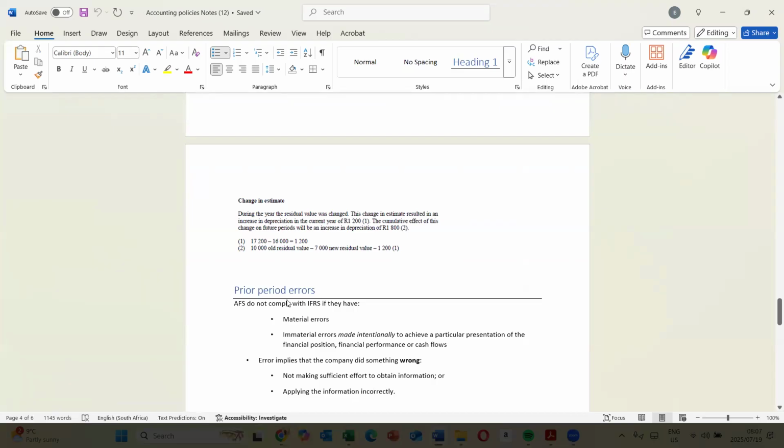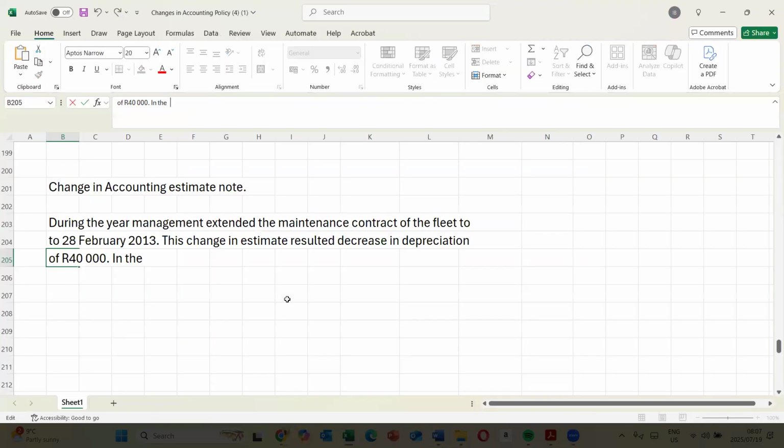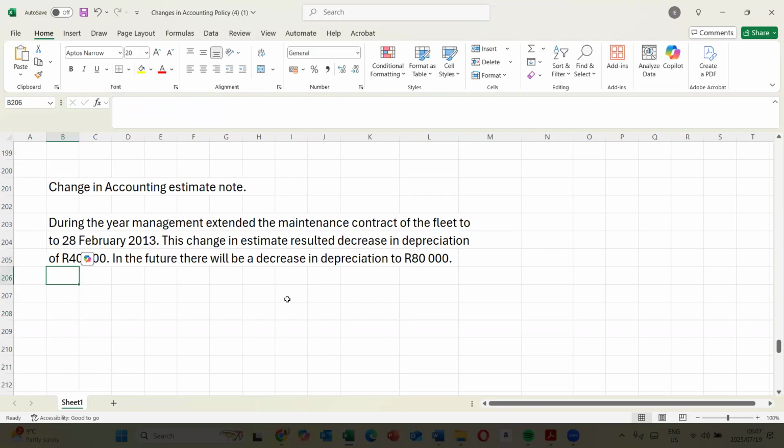All right. So you then said in the future, there will be a decrease in depreciation too. So in regards to this, the new depreciation now is going to be 80,000. So that's what we have in terms of the change in accounting estimate. It's not really a difficult one, but basically that's what you have there.